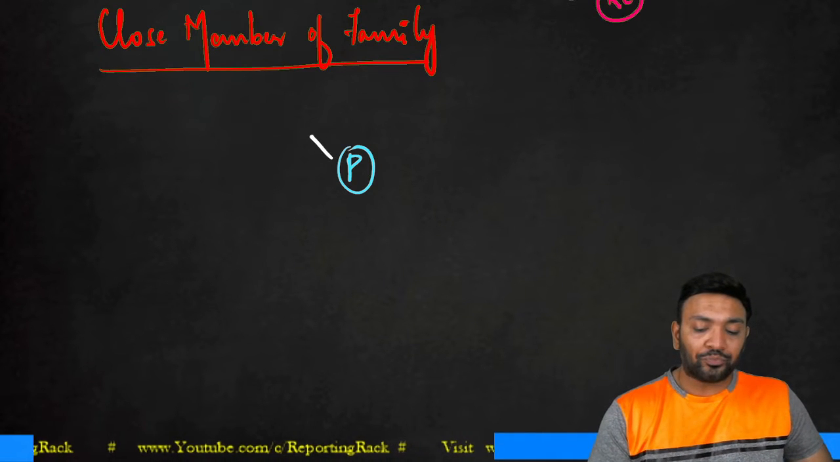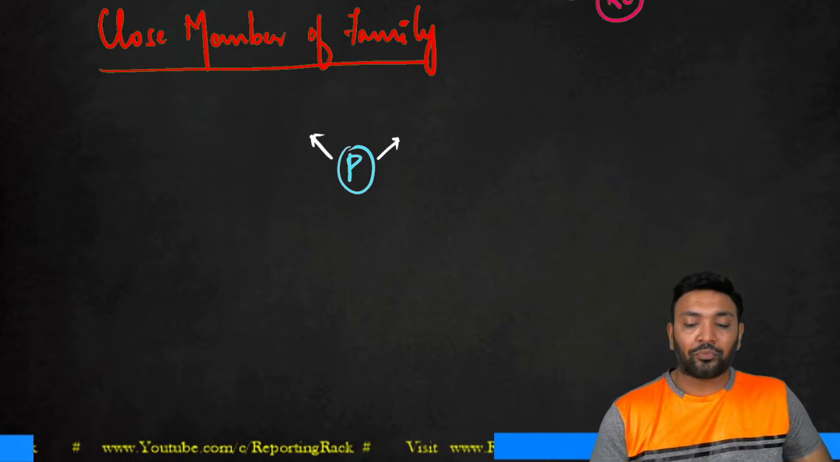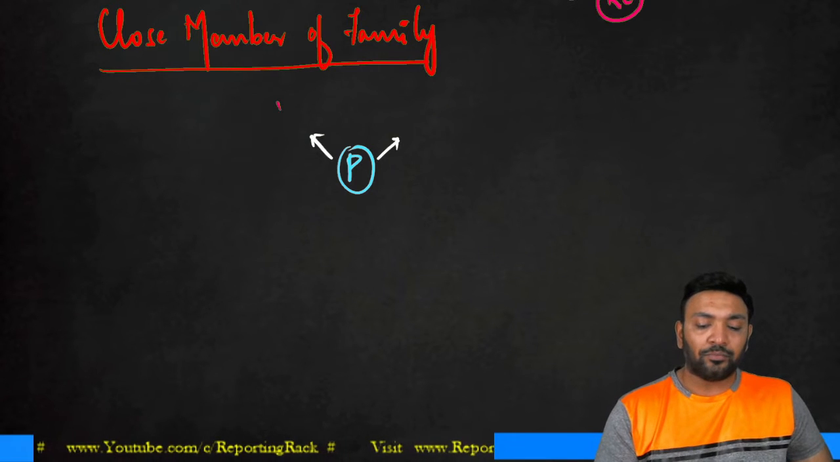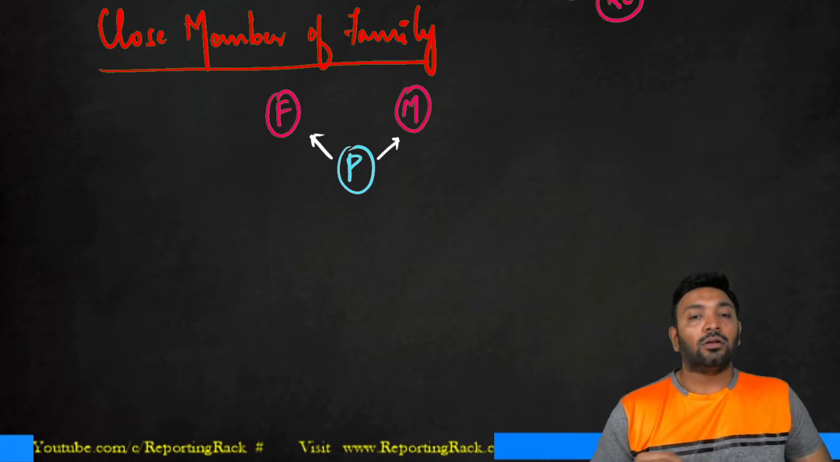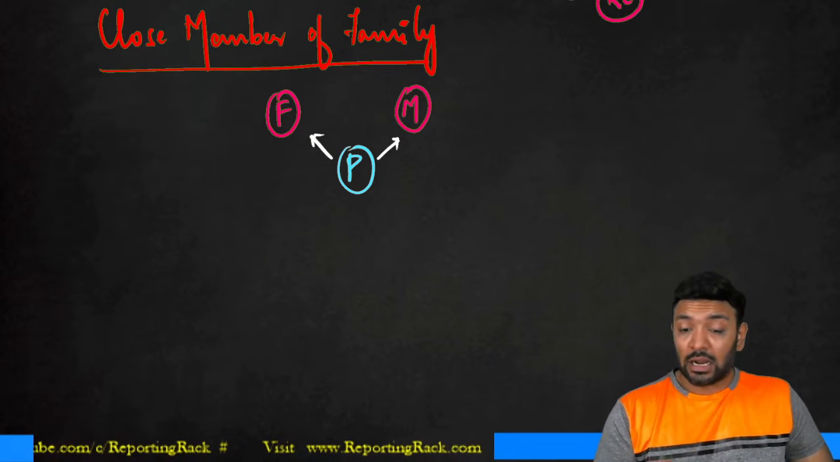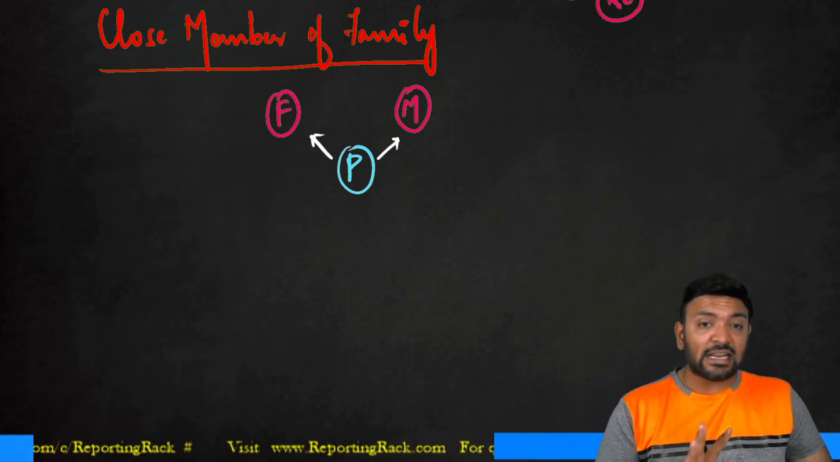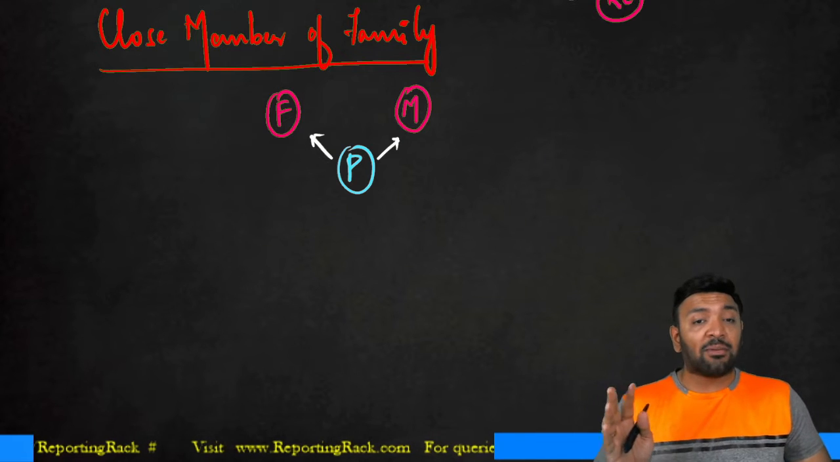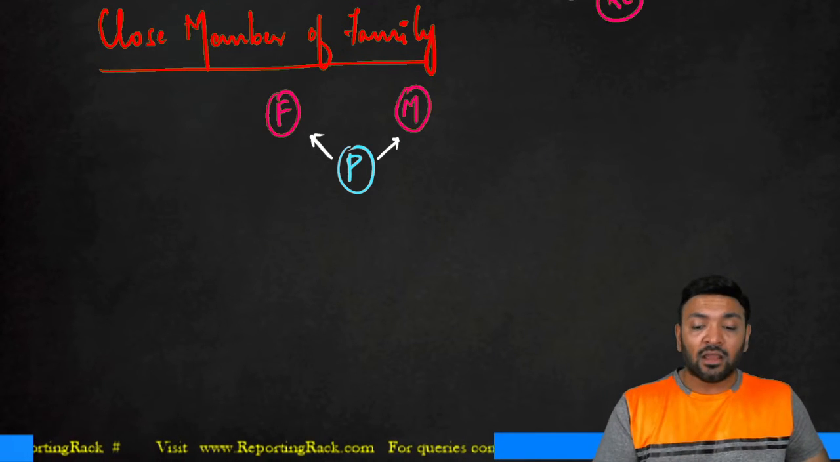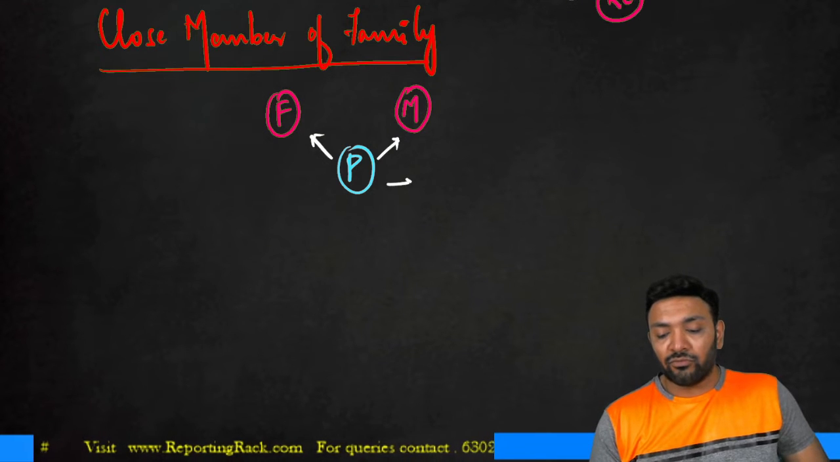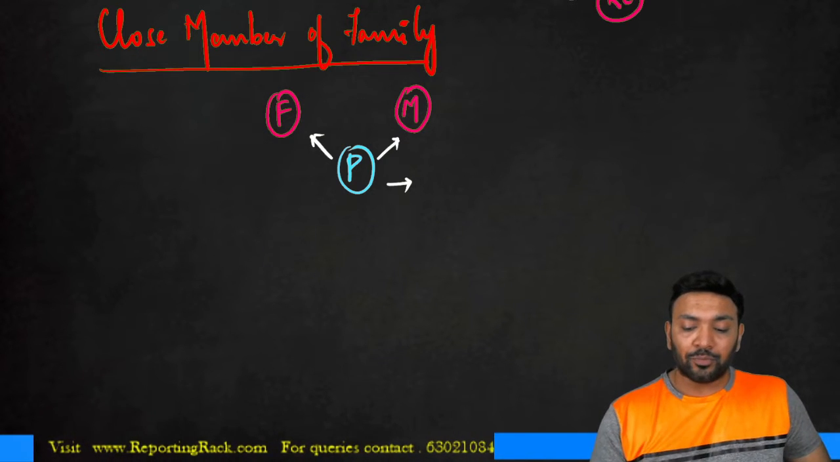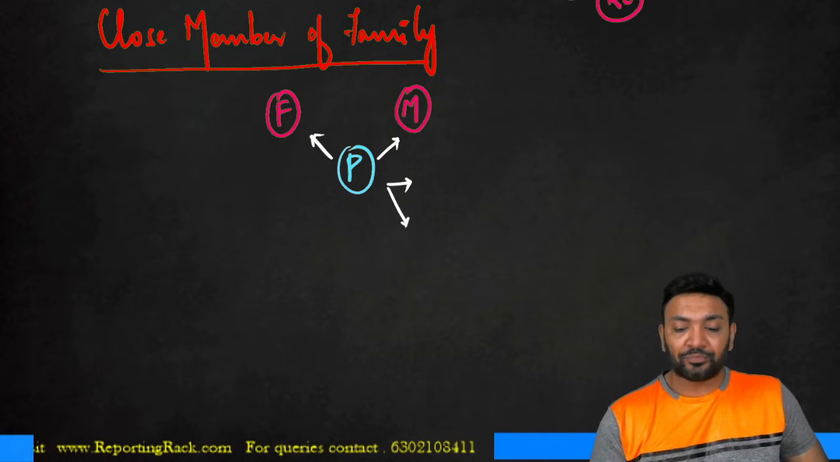Number one, father, mother. Number two, I'll come to spouse and children. Wait a second. First, before the spouse and children came up, father and mother were there from the beginning. There's one more relationship which was there from the beginning, which is your brother and sister.